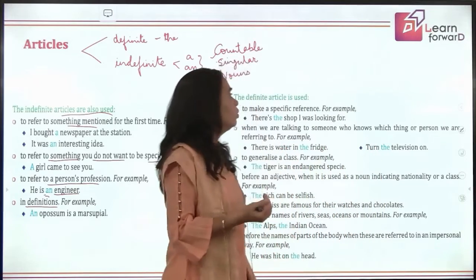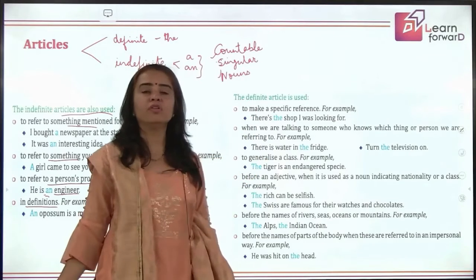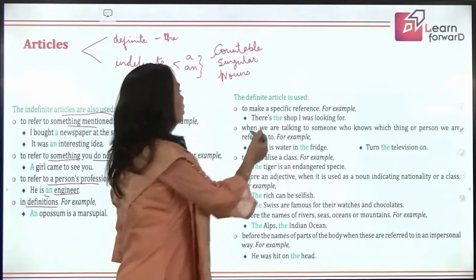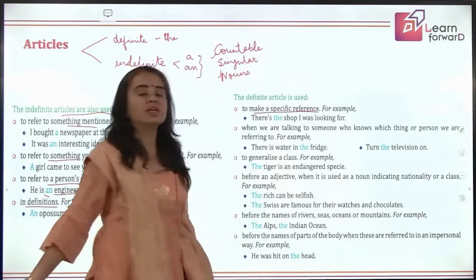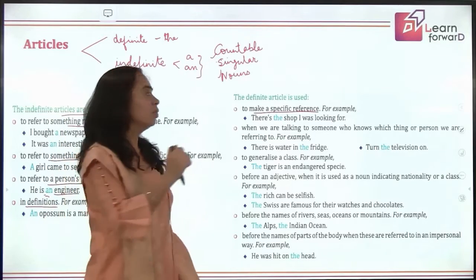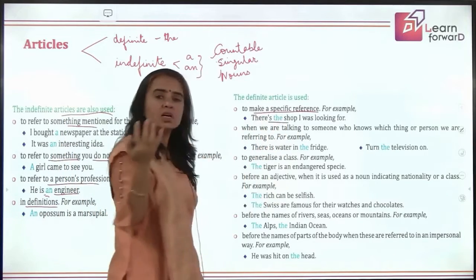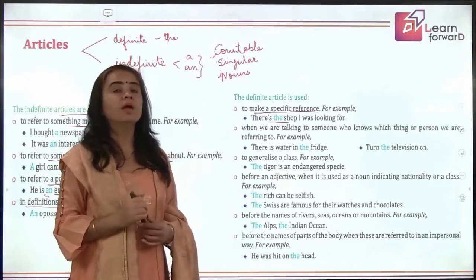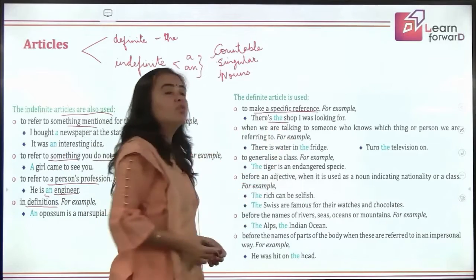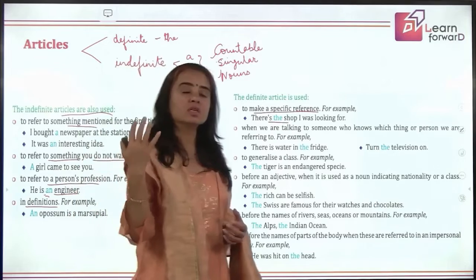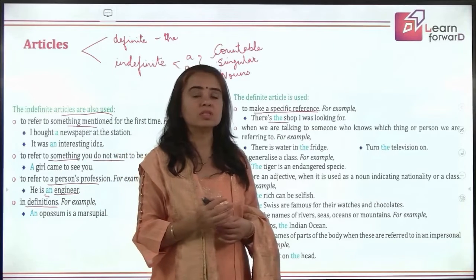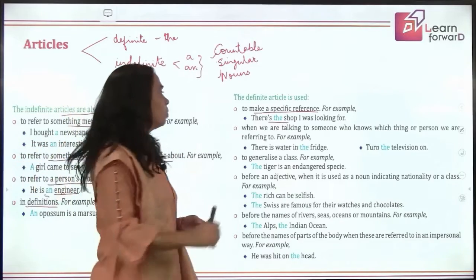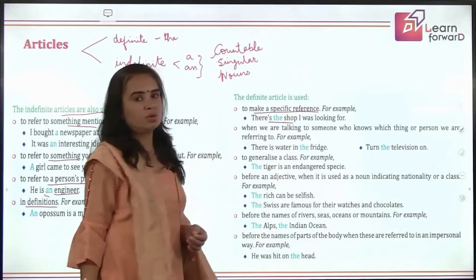Now, coming to the use of definite article, as I told you, definite articles are used when we talk of something in particular. So, to make a specific reference, like there is the shop. If I just say there's a shop at the corner of the street, that means it can be any shop. But when I say there is the shop I was looking for, that means you were searching for some particular shop, you wanted to buy a particular stuff. So you were looking for a shop. Now you are giving a reference to that shop. So there is the shop I was looking for, right?